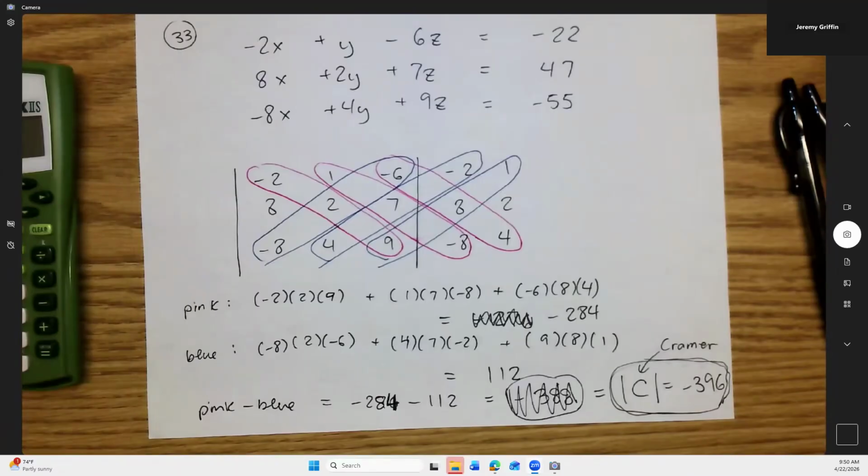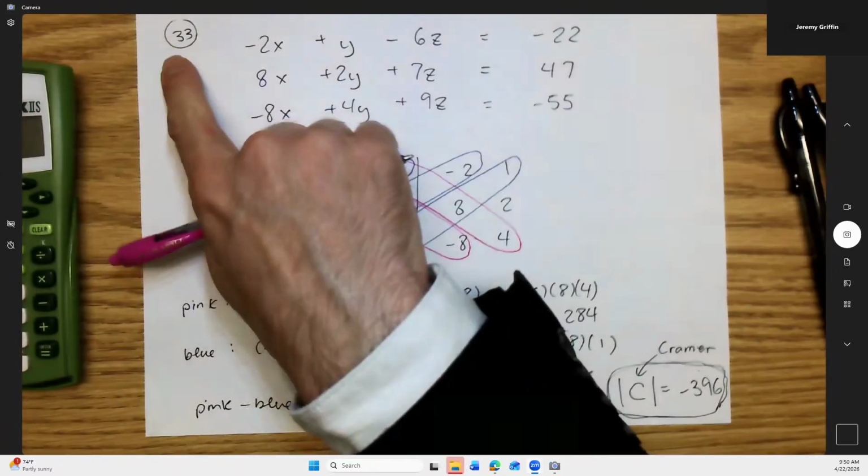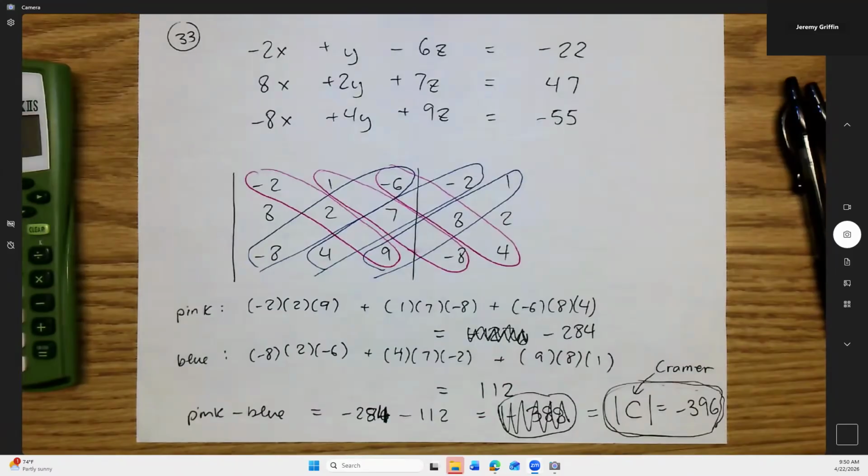Wait, Mr. Griffin, this is 11.4, right? Yeah, this is 11.4. Wait, what question are we talking about? This is number 33. Oh, okay.